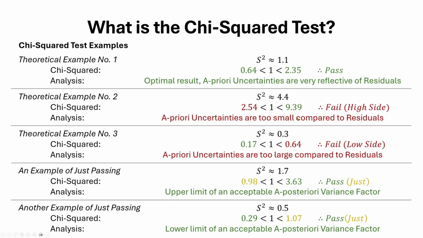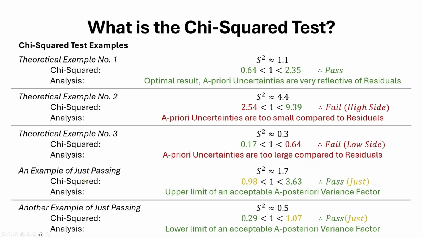Theoretical example number 3, variance factor of 0.3. 0.17 is less than 1. Yes. Is less than 0.64. No, it's not. That's a fail on the low side. A priori uncertainties are too large compared to the residuals.